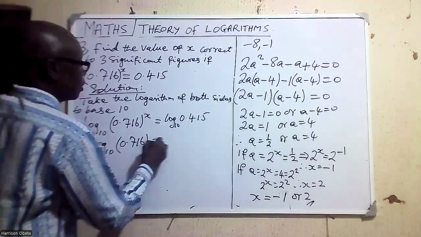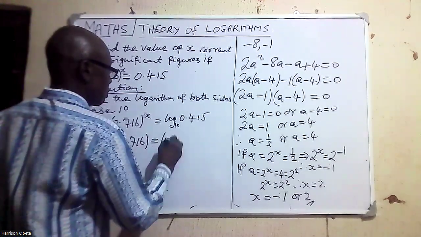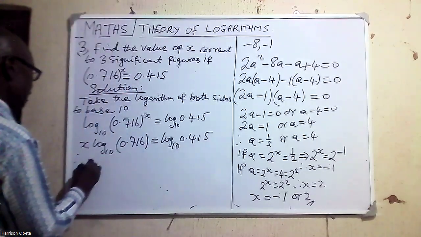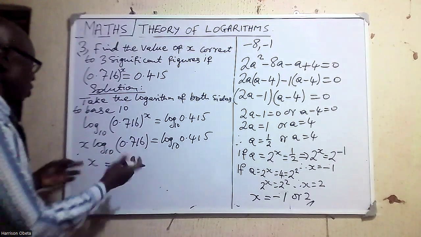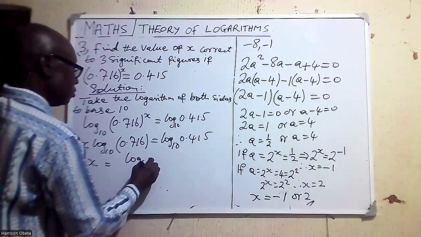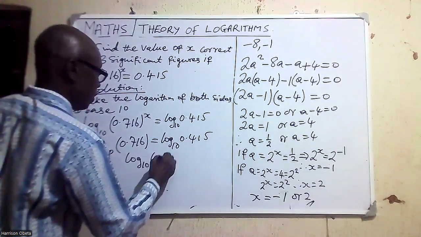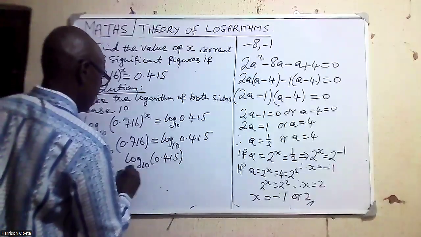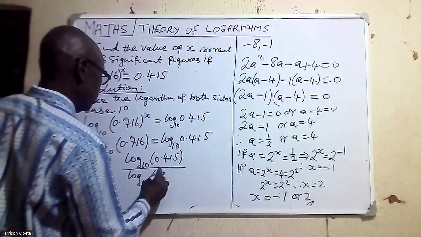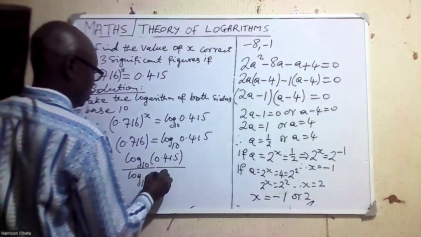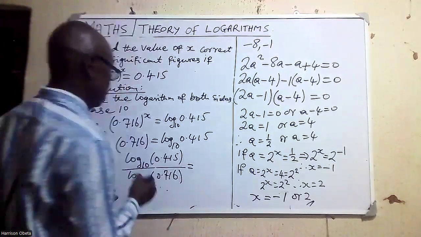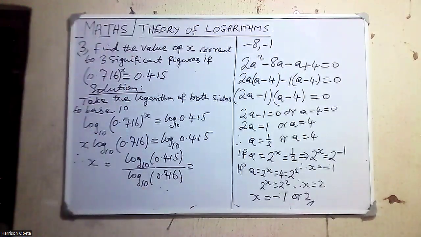0.716 equal to log 0.415. And that means that x is now equal to log 0.415 everything over log 0.716, which is, then you have to go to the anti-log and check.